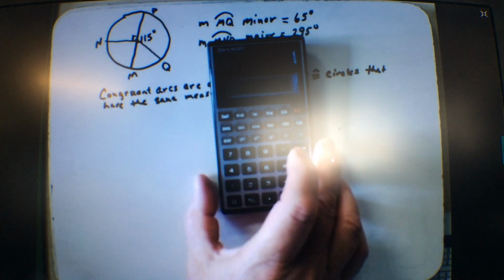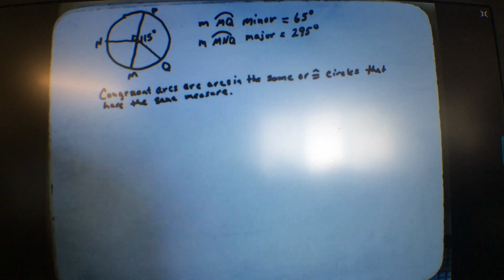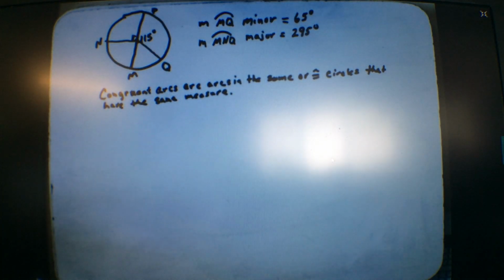I take 0.14 times 360, correct? So how many degrees is that? 50.4. So you can do a circle graph. You can find how many degrees it is by taking the percent times 360, correct?